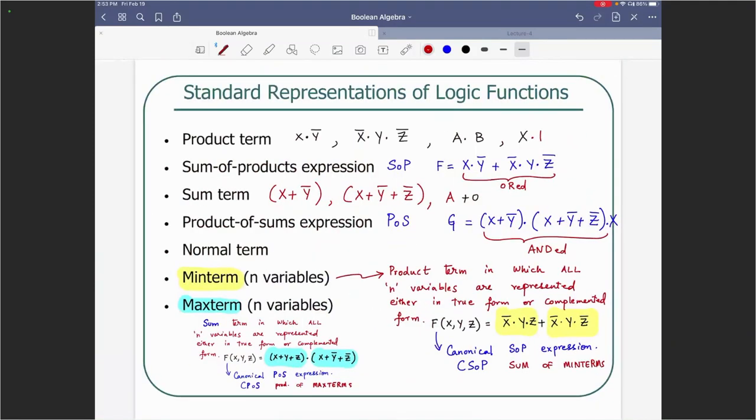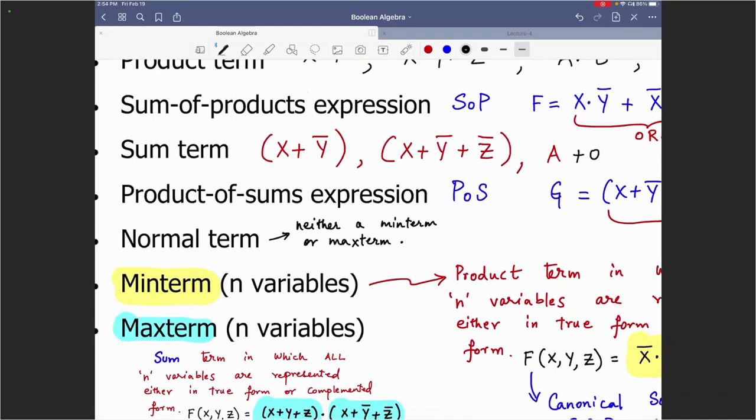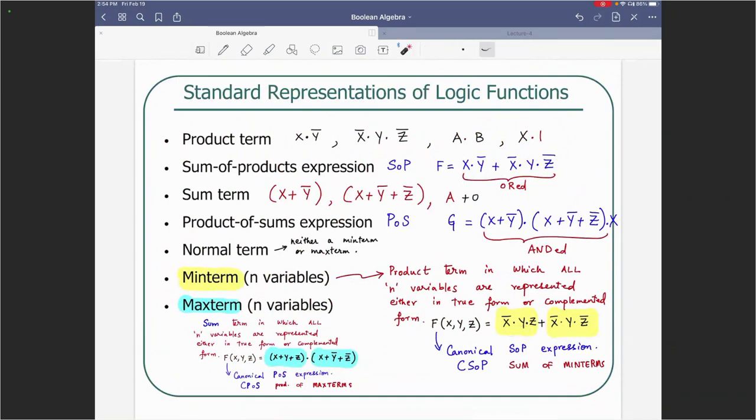Okay, so I think we have covered all of them except for normal term, right? Normal term is essentially not a minterm or a max term. Neither a minterm or max term is called a normal term. So if you have things like X and Y that we had earlier, that would be a normal term. X or Y here, that would be a normal term. So it doesn't have to obey any rules as far as all the variables being represented is concerned.